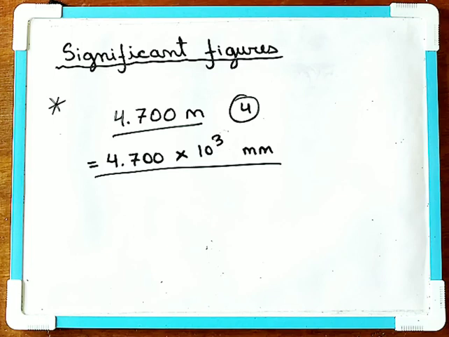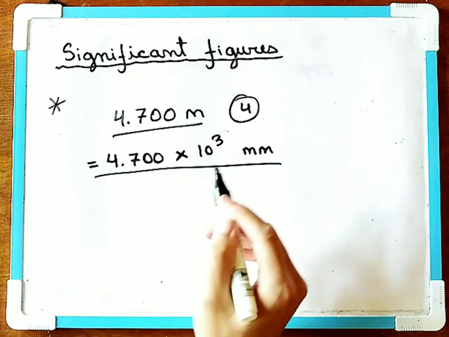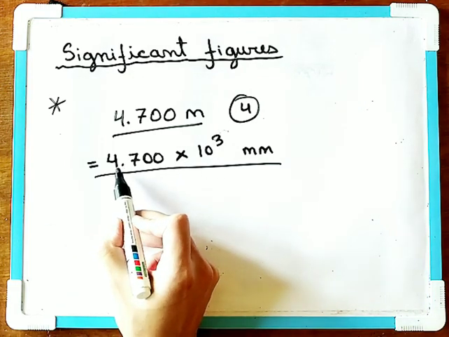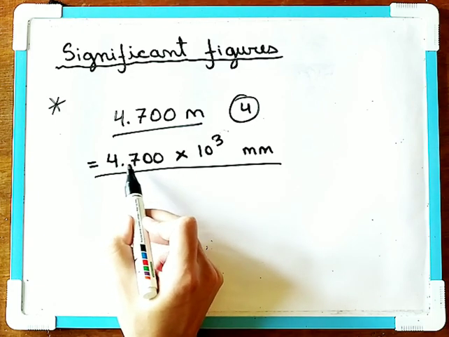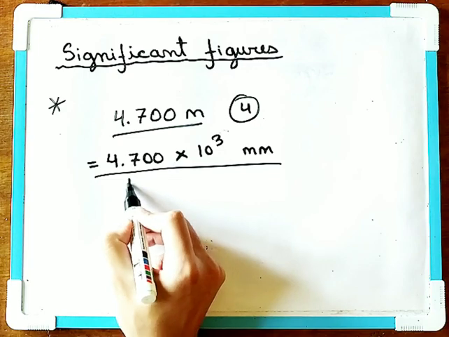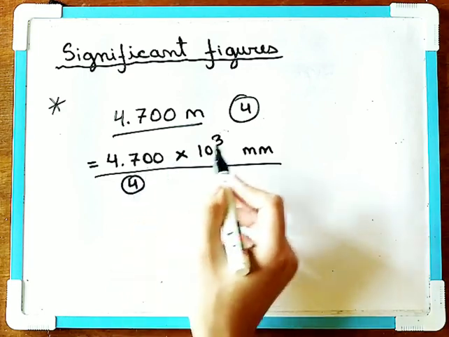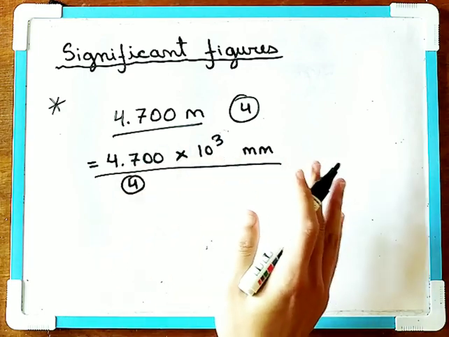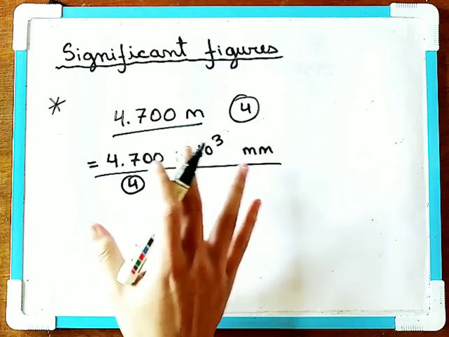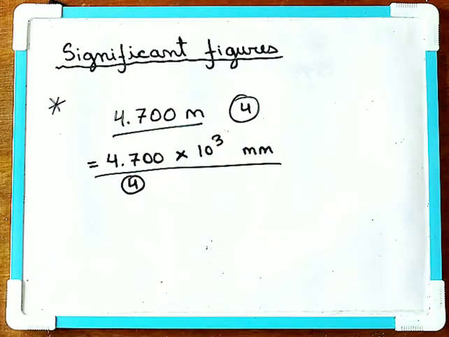So whenever we convert one system of unit to another system, we'll have to use the scientific notation. We'll have to express them in scientific notation. Here you can see that the number of significant figures does not change. Here we have 1, 2, 3, 4, so we have 4 significant figures. Now this 10 to the power 3 doesn't matter. It does not give any change to the significant figures.